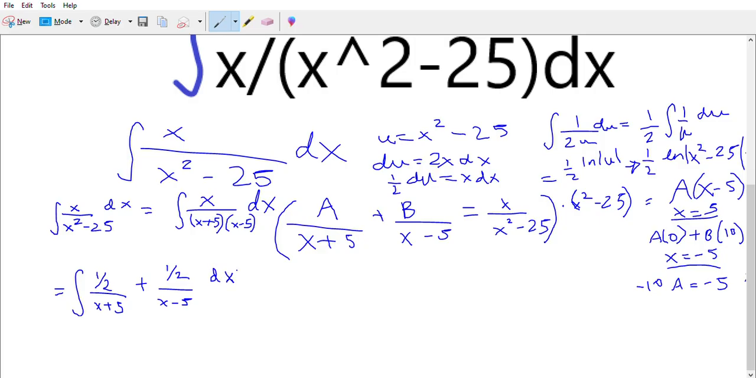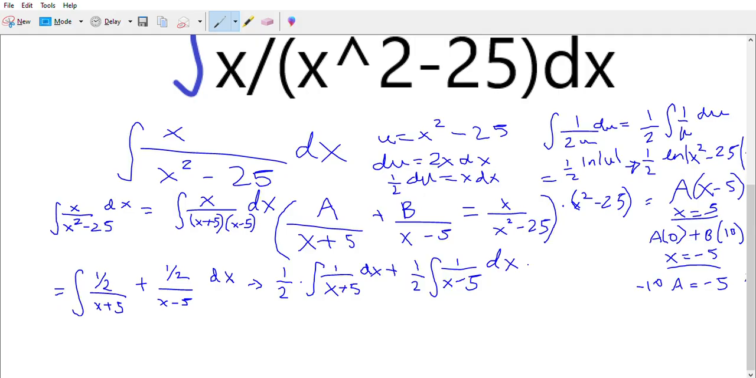Now, another rule in integration. If there is a plus in a full integral, you can actually divide it up into 2 separate integrals. Also, remember, when there's a constant in the numerator, you just put it outside, so you're basically multiplying the constant by the integral. So it's 1/2 times the integral of 1 over x plus 5 dx. And now this is what I mean when I am separating the integrals. Plus 1/2 times the integral of 1 divided by x minus 5 dx.